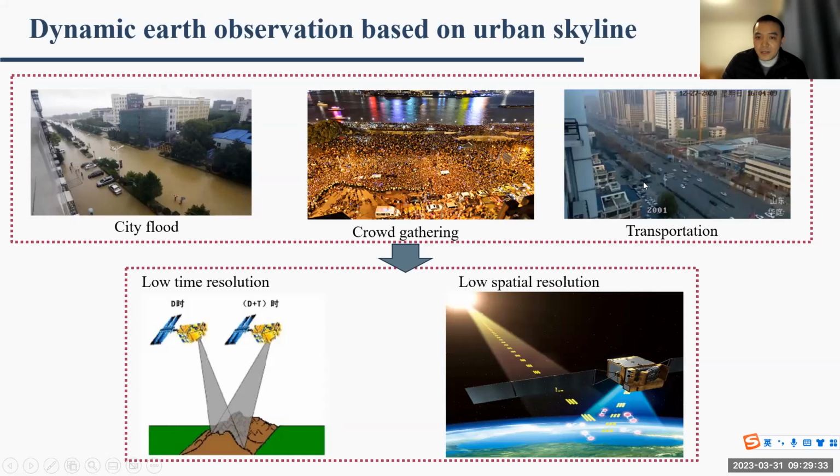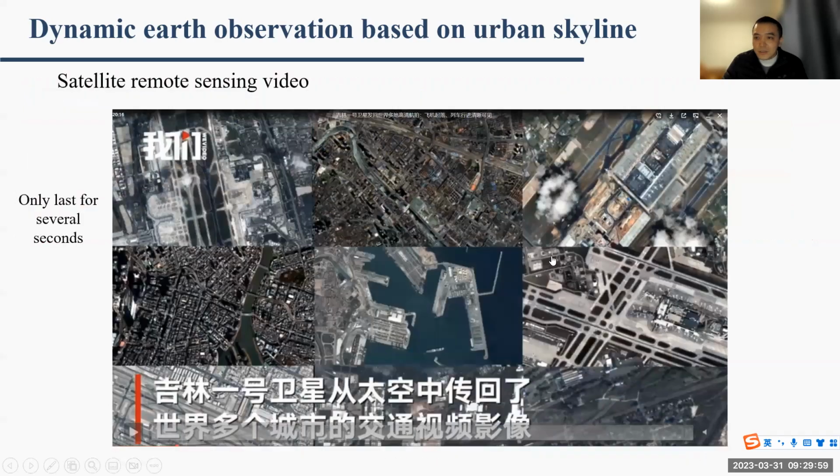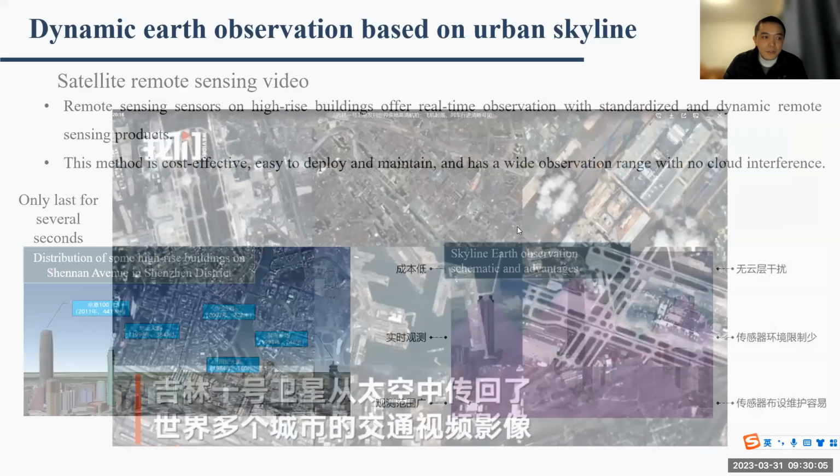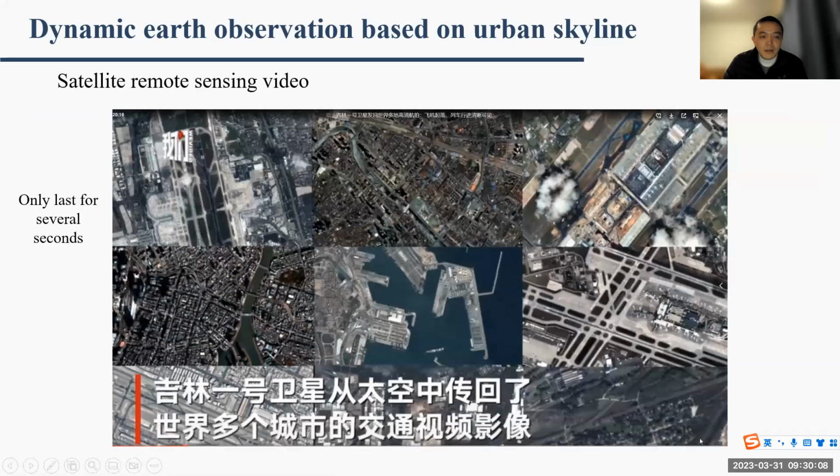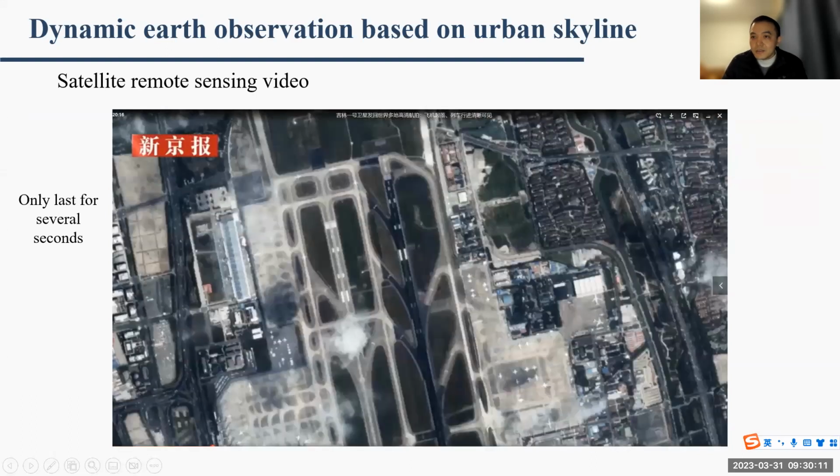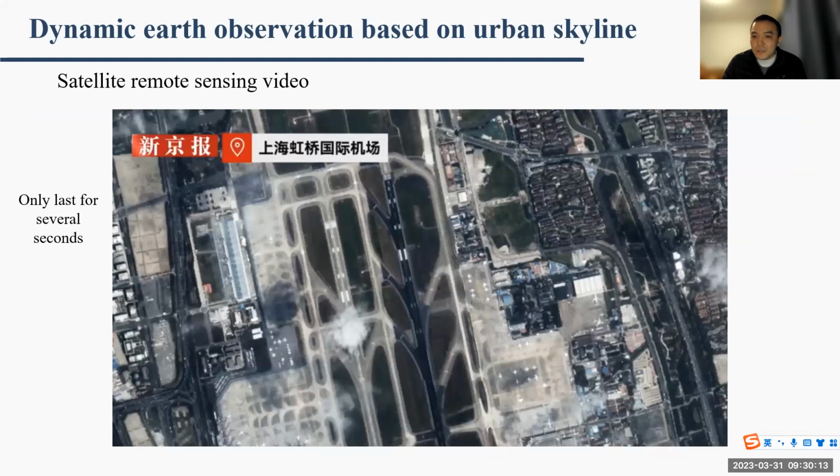For disaster monitoring, like city floods or other emergencies in urban cities, we may require much higher frequency observations. So maybe we can use not only large-scale remote sensing images, but also remote sensing videos. Actually, a company in our country, China, has launched a remote sensing satellite that can generate remote sensing videos.